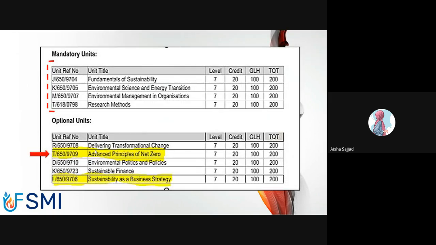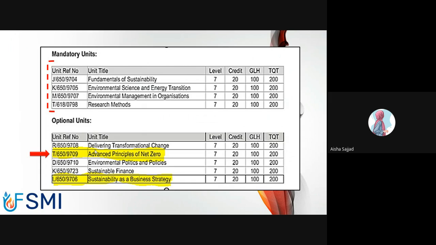So we had mandatory units as well as optional units. The mandatory units were four: fundamentals of sustainability, environmental science and energy transition, environmental management in organizations, and research methods. All four of these mandatory units have been explored. Their content has been learned, and also the report preparation guidelines have been provided.